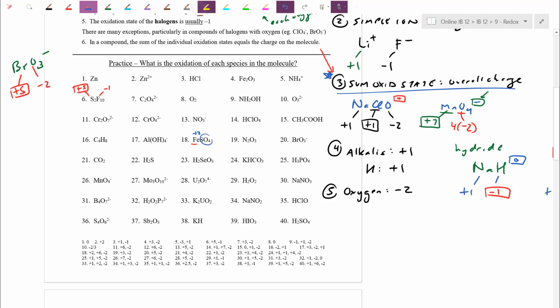Fe is currently using its +2. So the transition metal, if I pretend it's ionic, that's still +2. Now I pretend even this polyatomic part is also covalent. The oxygen is -2. There's 4 of them, -8. Overall, the charge is 0.